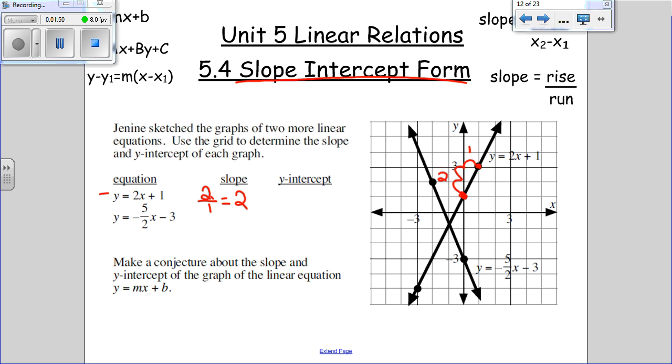We're also going to calculate the y-intercept on this thing. So to calculate the y-intercept on this, you just look and you find where that line crosses the y-axis. They cross right here. That point is at positive 1.